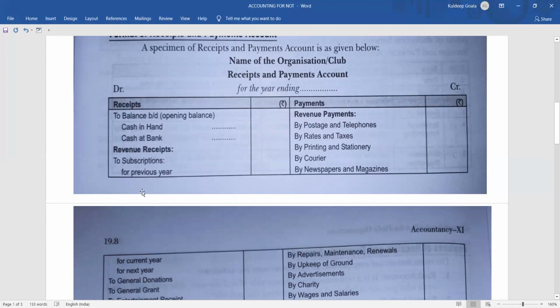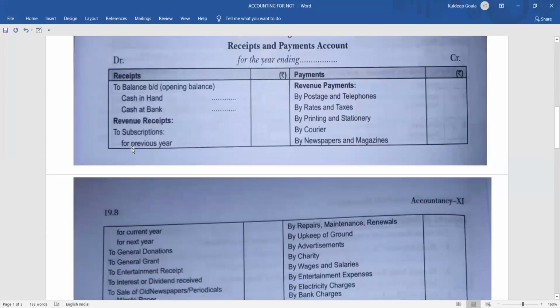So all the subscriptions they are receiving in this year will be recorded. If it is for the previous year, it will be coming under here. If it is for the current year, that will also be coming. If it is for the previous year, then also it will come.